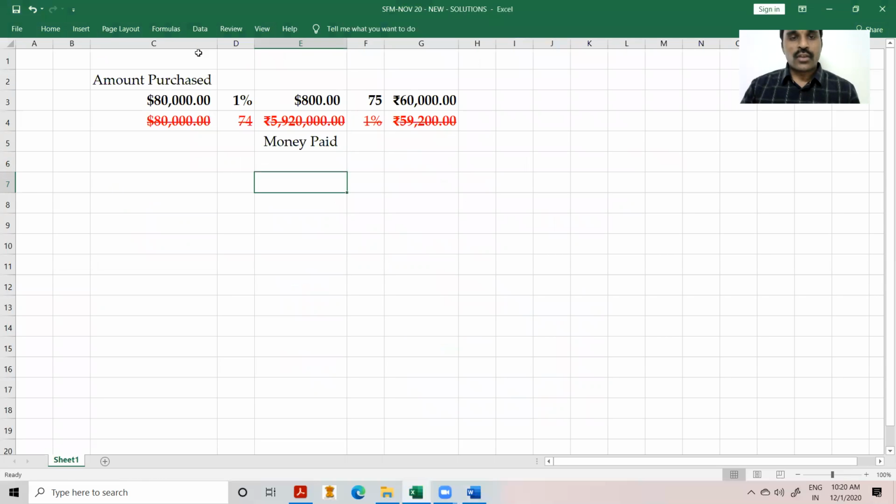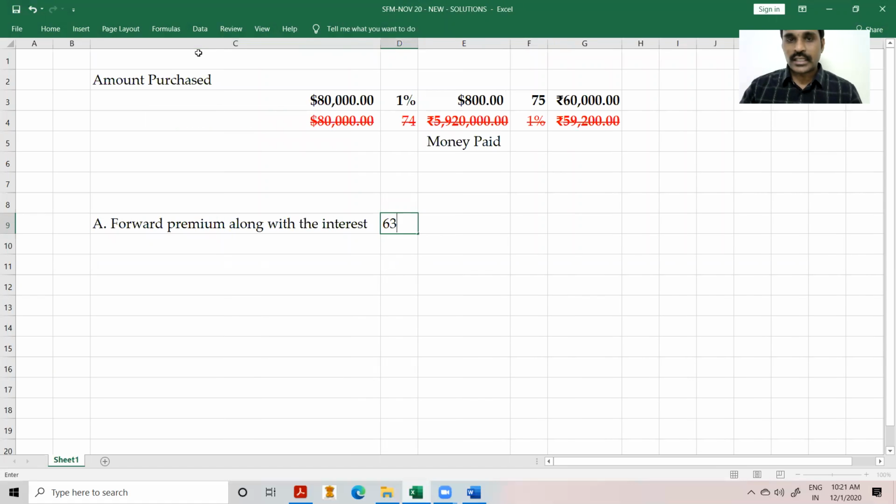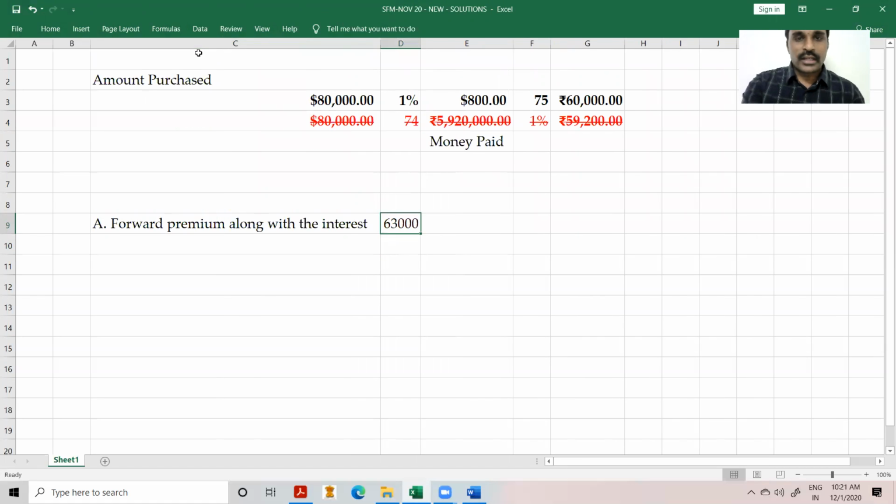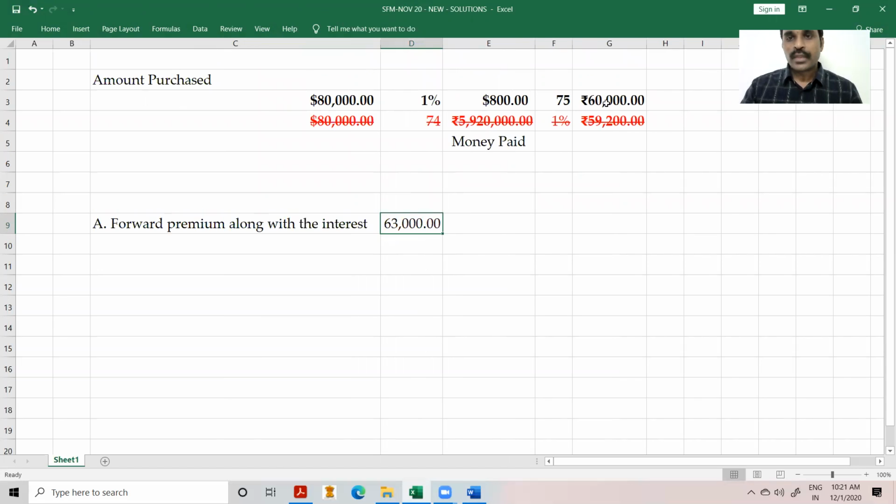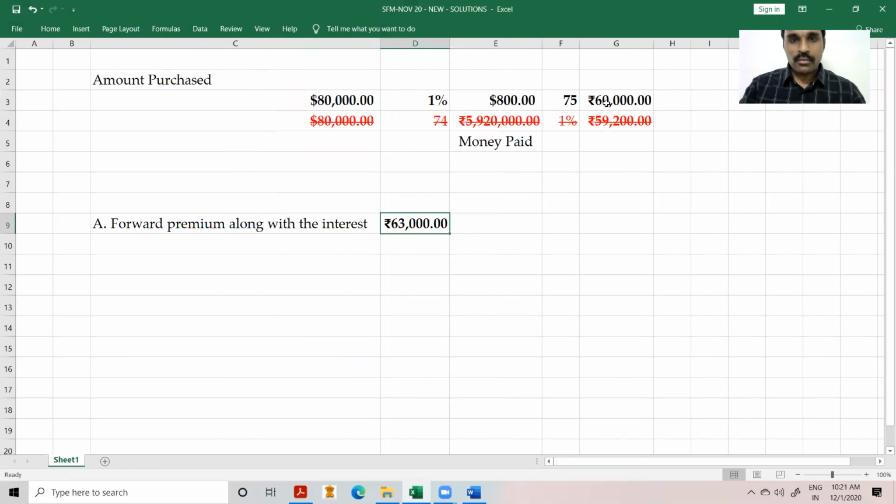Okay, right. So if we write the first point, cost of premium, forward premium along with the interest. How much is the forward premium along with the interest? 63,000. That is what our answer is. Forward premium along with the interest, it will be 63,000.